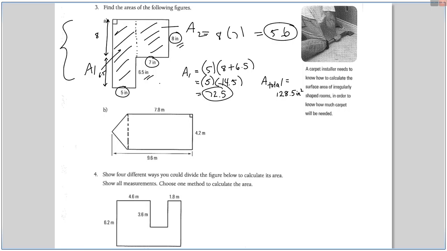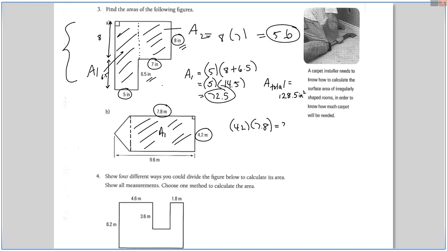We'll have to problem solve like that. Now we have a rectangle and a triangle. Let's do A1 like this. A1 will be super easy because it's just length times width. So 4.2 times 7.8. We're getting 32.76.